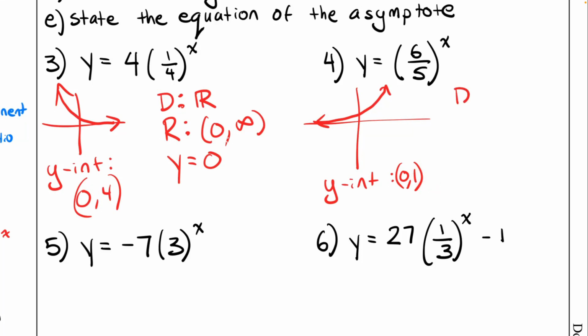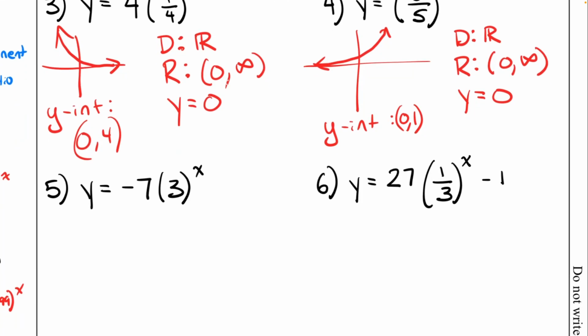The domain for this thing is what? All real numbers, easy peasy. The range, again, is the same thing, 0 to infinity. And our asymptote is y equals 0. Okay, these things are going to start to change on you. Be careful. Here comes the change up.